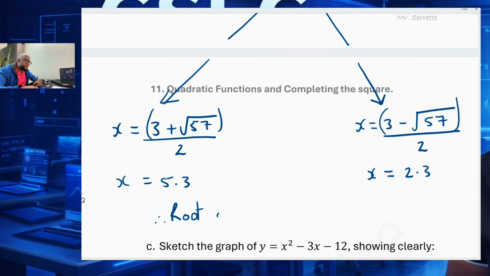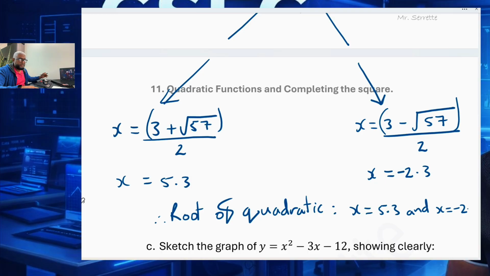So negative 2.3, correct. Negative 2.3. The roots of the quadratic would be x is equal to 5.3 and x is equal to negative 2.3.